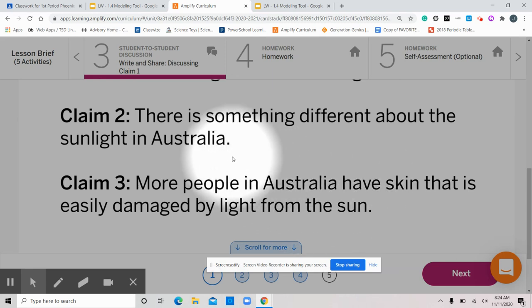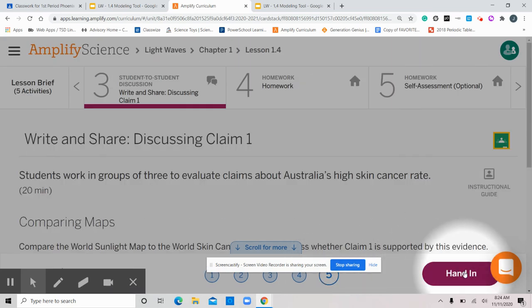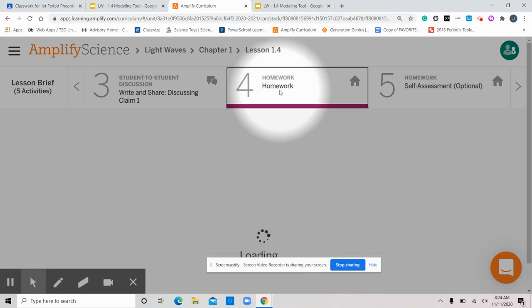Remember, Australia was colonized by Europeans, Western Europeans, and just genetically, they don't have the protections to be able to generate enough melanin in order to provide protection from the sun. So part 3 is done, friends. Make sure when you get all the way to part 5, you push that hand in button. And now we're going to do our final part of the day.